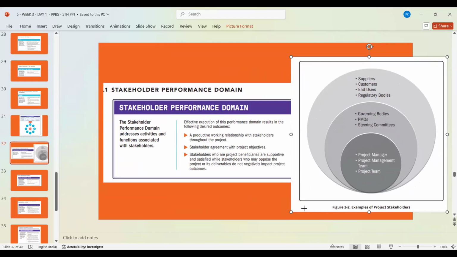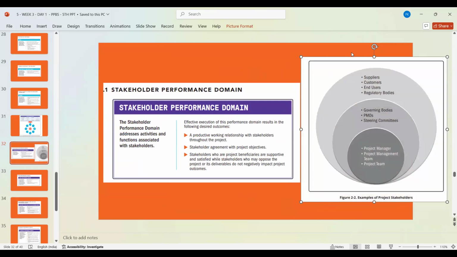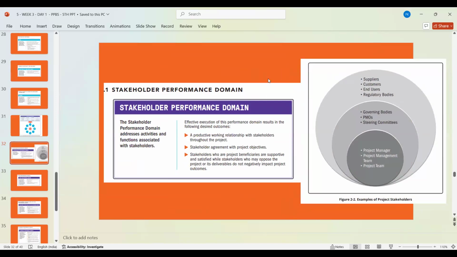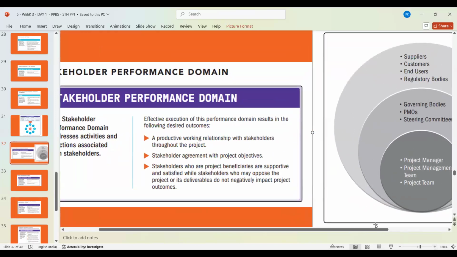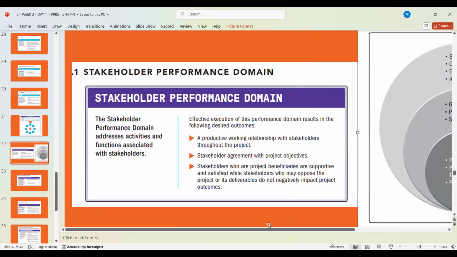It's very, very important. That is our stakeholder domain. So now let us understand what it says. Now let me enlarge this for you. I hope everybody is clear with stakeholders. If anybody asks you who is a stakeholder, or which are the stakeholders, you can at least say quite a few from this lot.